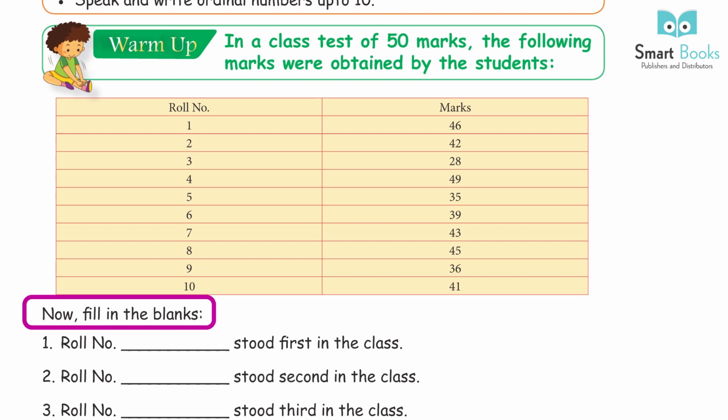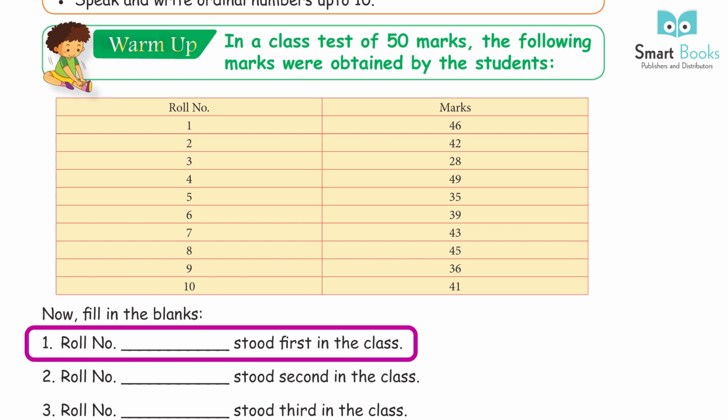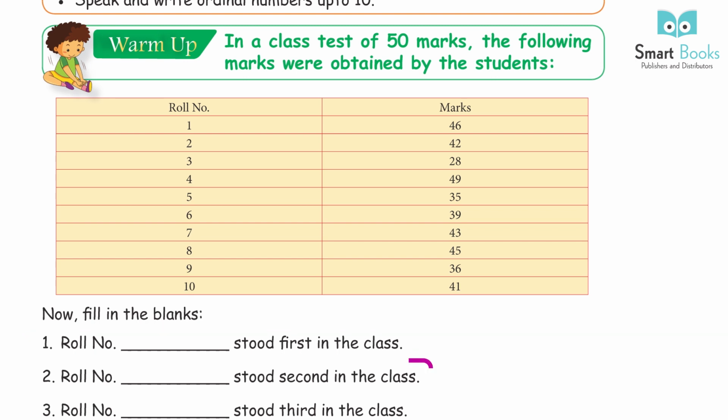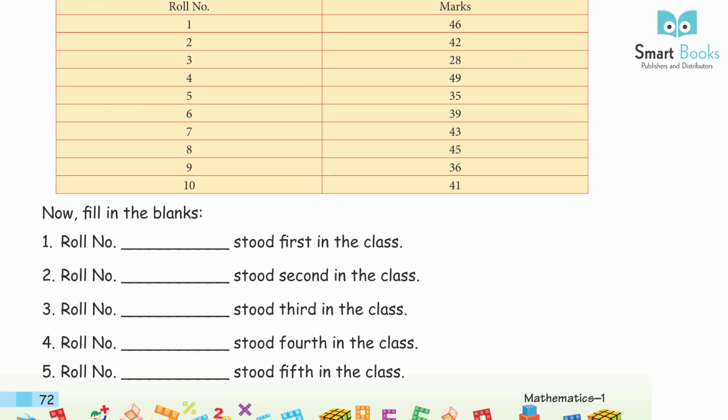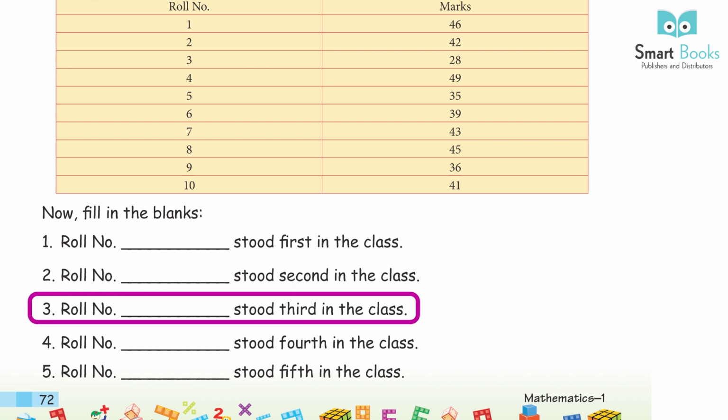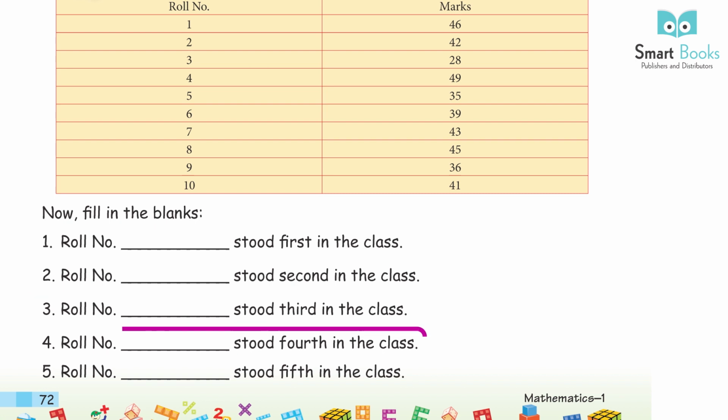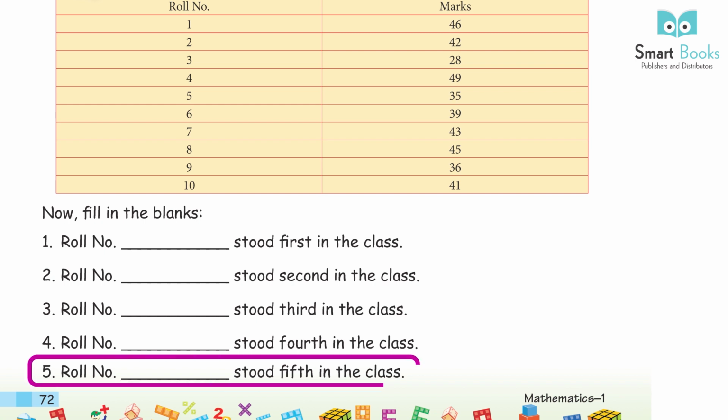Now fill in the blanks. 1. Roll number dash stood first in the class. 2. Roll number dash stood second in the class. 3. Roll number dash stood third in the class. 4. Roll number dash stood fourth in the class. 5. Roll number dash stood fifth in the class.